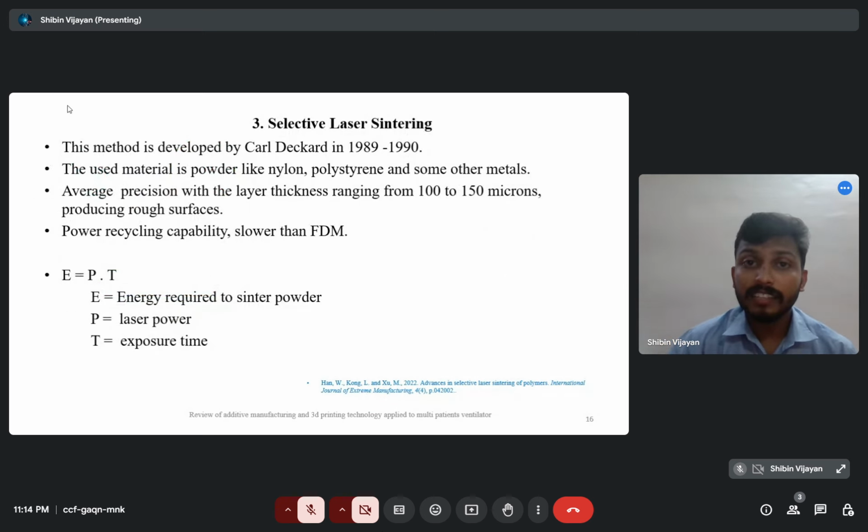Next is the selective laser sintering method, developed by Carl Deckard in 1989 to 1990. It uses materials like nylon, polystyrene, and some metals. The average precision has a layer thickness ranging from 100 to 150 microns, producing rough surfaces. The powder recycle capability is slower than FDM. The technical equation is E = P × T: energy required to sinter powder, where P is the laser power and T is the exposure time.